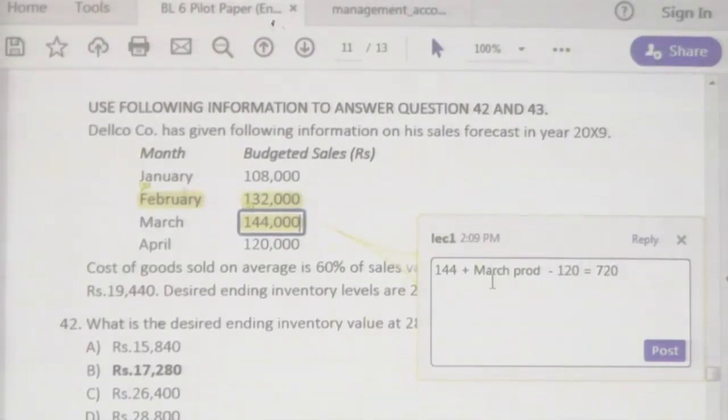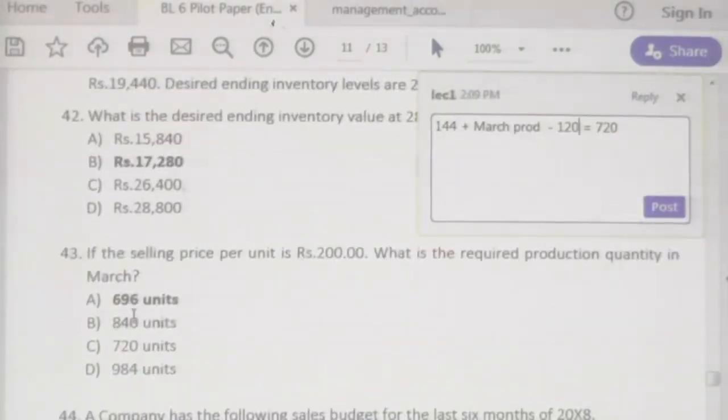Now you can calculate March production easily. How? This is the only value you need to find out. All other values are available. Therefore, March production will be 720 plus 120 minus 144. Therefore, March production will be 696. This is the answer. I think you got how I have reached this.